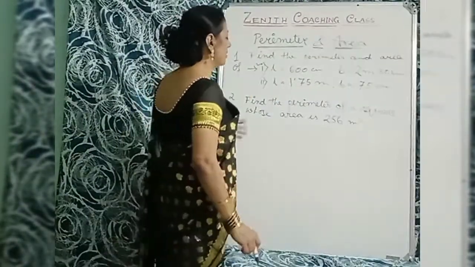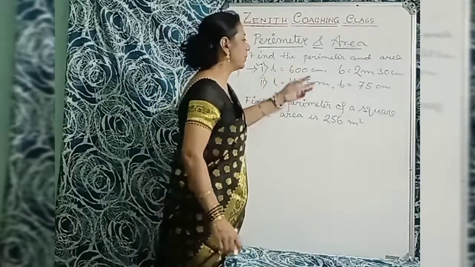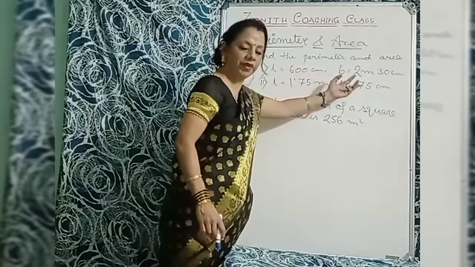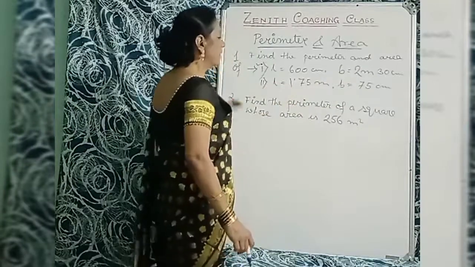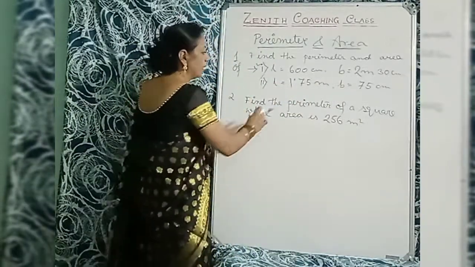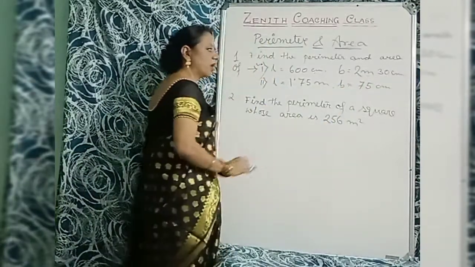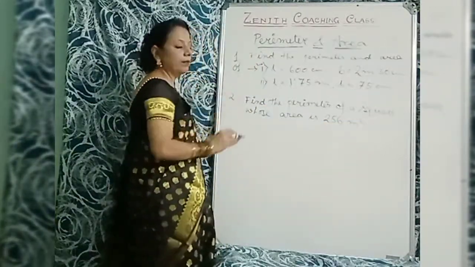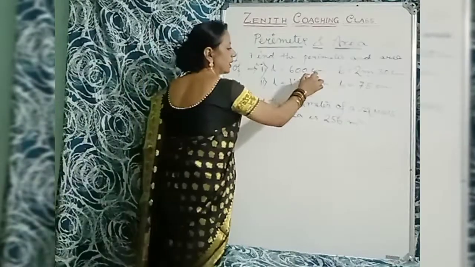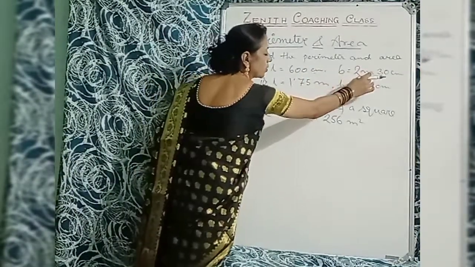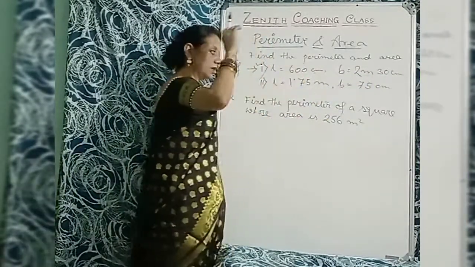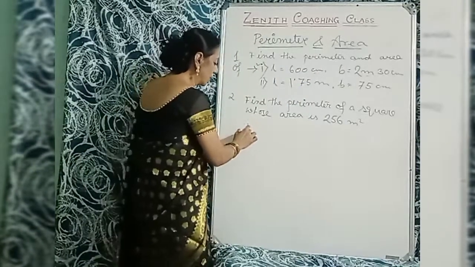It is clearly known that it is a rectangle because length is different, breadth is different. So length and breadth: here is centimeter and here is meter and centimeter. First you convert into the same unit. So convert into centimeter.